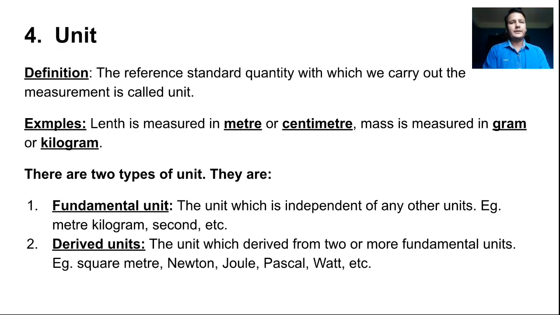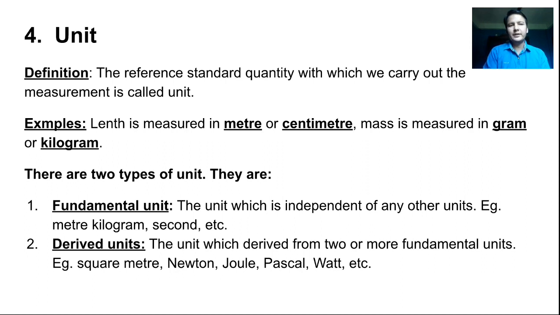Dear students, let's have another topic, that is number 4, unit. The measurement of a physical quantity requires its comparison with a known amount of the same quantity. The known amount of quantity used for the purpose of comparison is known as unit. For example, when we buy 10 grams of gold, 10 represents the quantity or size of the substance, while gram is the unit.